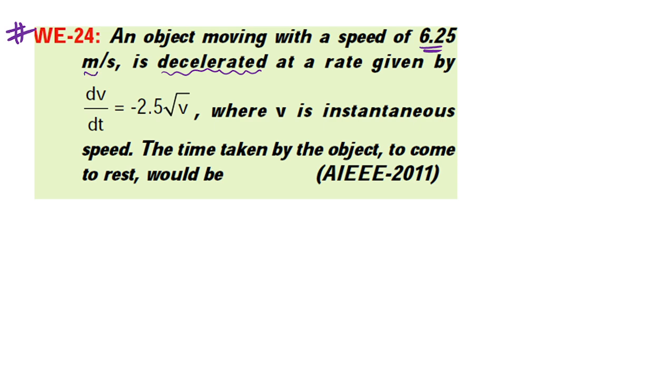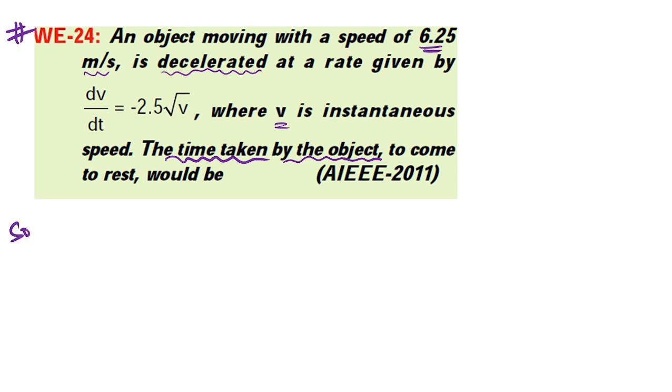6.25 meter per second. It is decelerated at a rate given by dv by dt is equal to minus 2.5 root v. Yes or no? Where v is the instantaneous speed. Yes or no? Differentiation and integration, whenever we are using, we are instantly doing that. Yes or no? Chalo. So that formula is already dv by dt equals minus 2.5 root v. Now we need to find the time taken by the object. You need to find the t value.